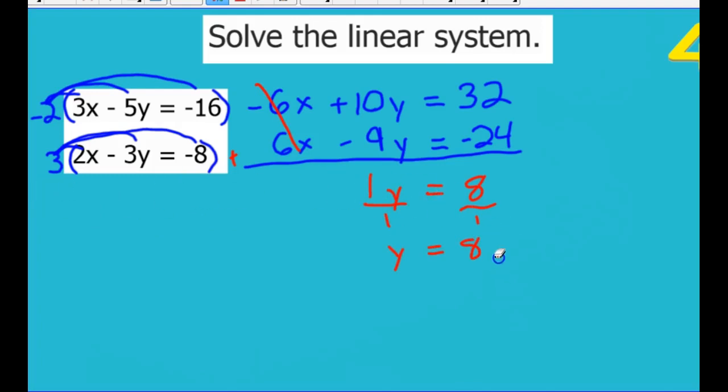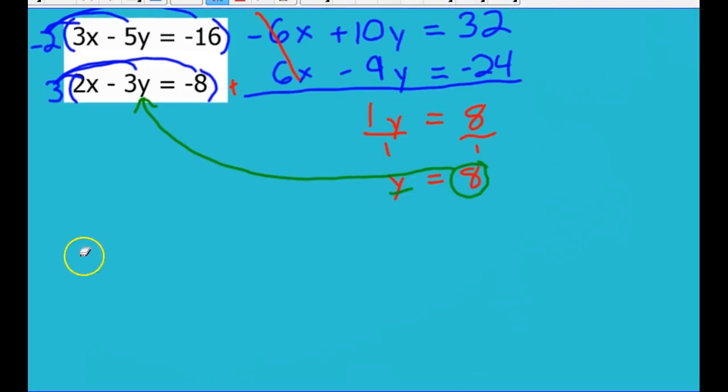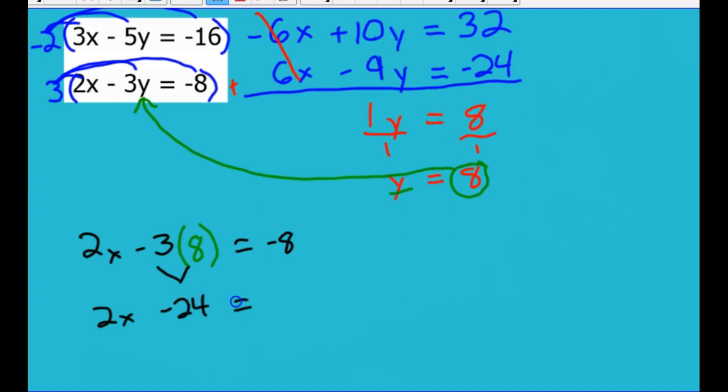So now we're going to take this 8 and replace it for y. Pick any equation you want. We can just do this one since it's the closest. So we get 2x minus 3 times 8 instead of y equals -8. So -3 times 8 is -24. 2x minus 24 equals -8.